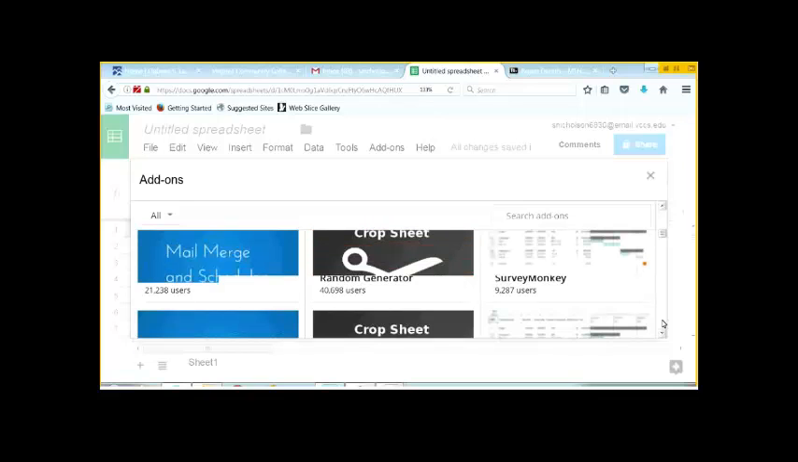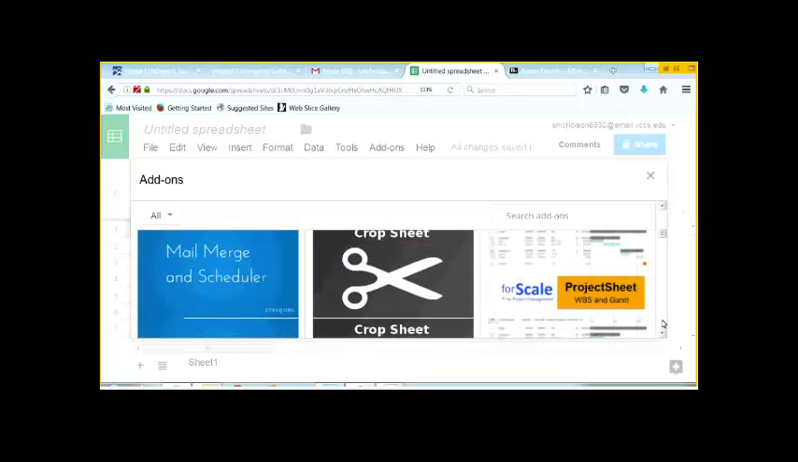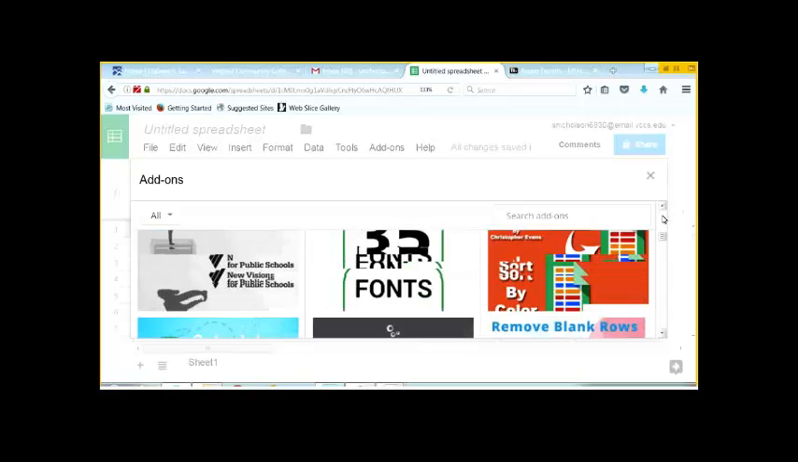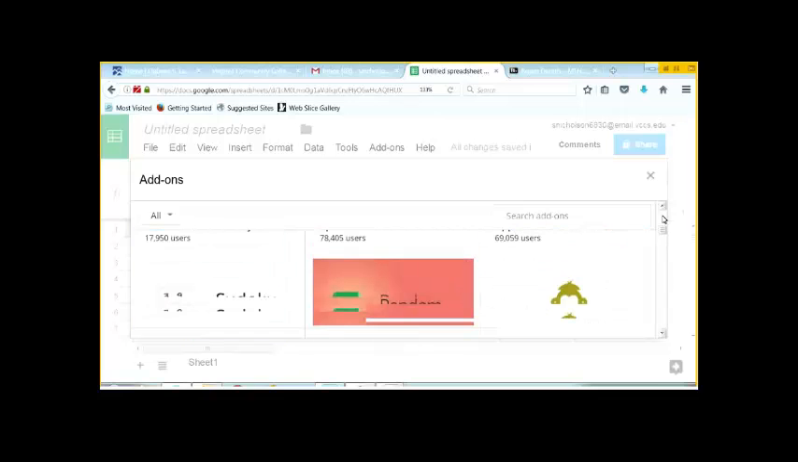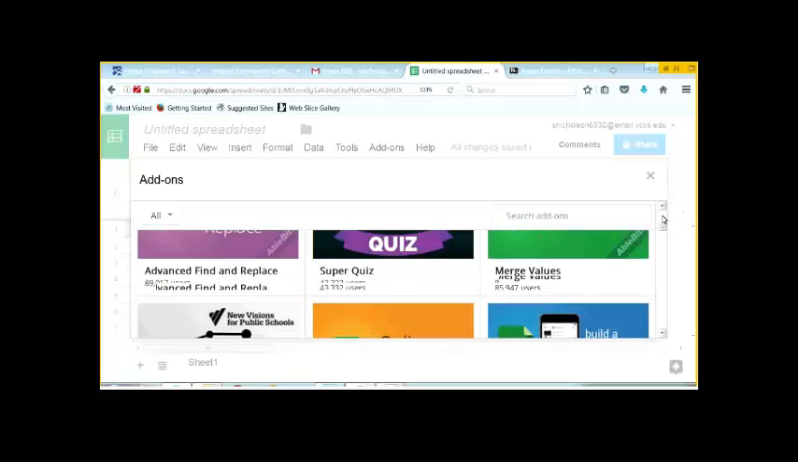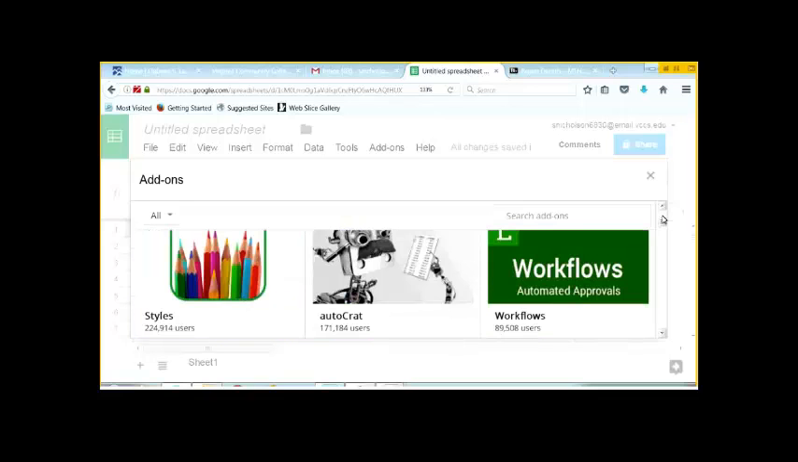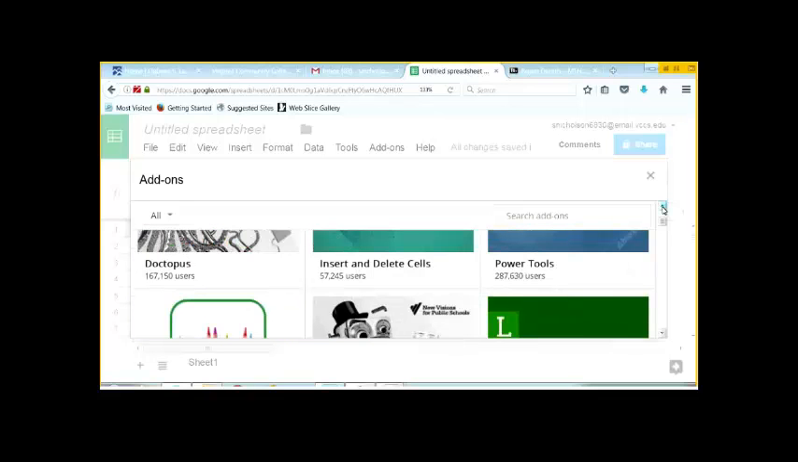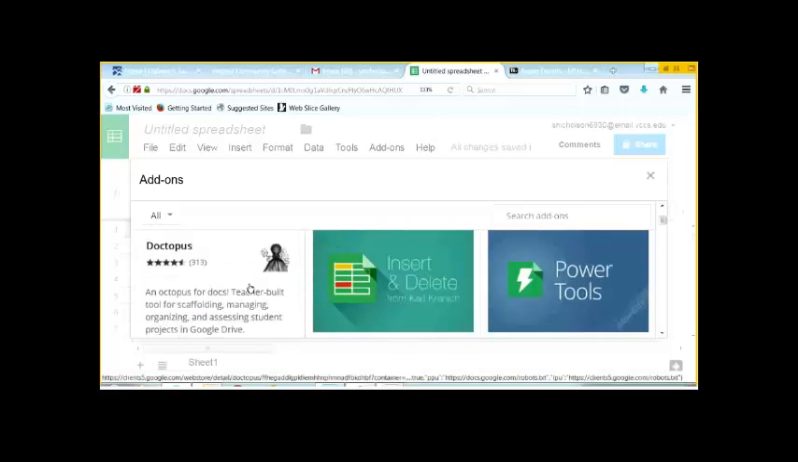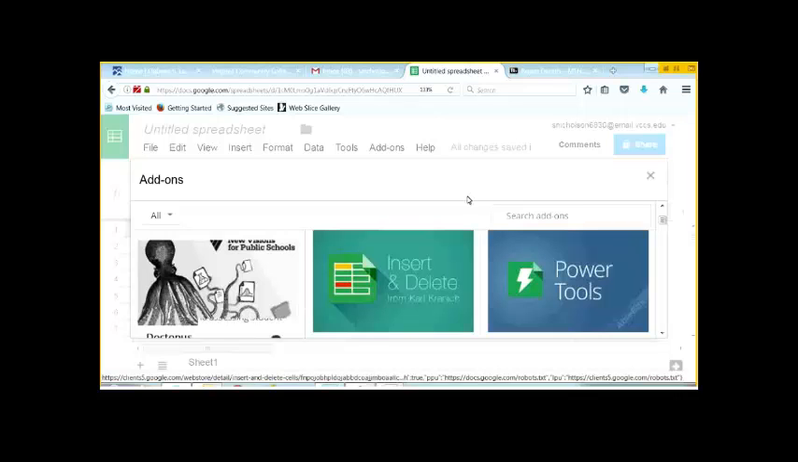Sudoku sheets, SurveyMonkey, Doctopus. Oh, where was it? Doctopus. Yeah, let's look at it. An octopus for docs. Teacher-built tools for scaffolding, managing, organizing, accessing student projects in Google Drive.